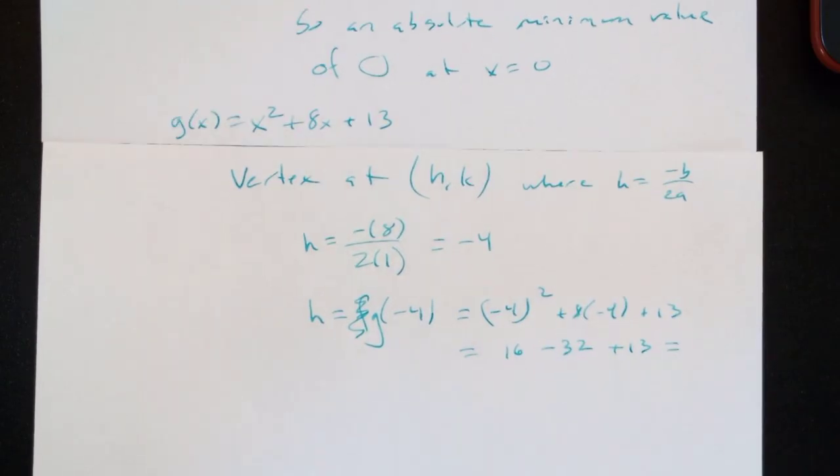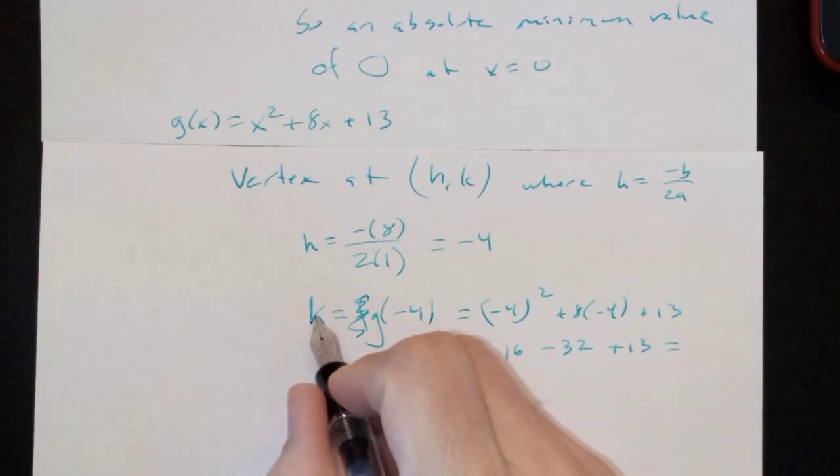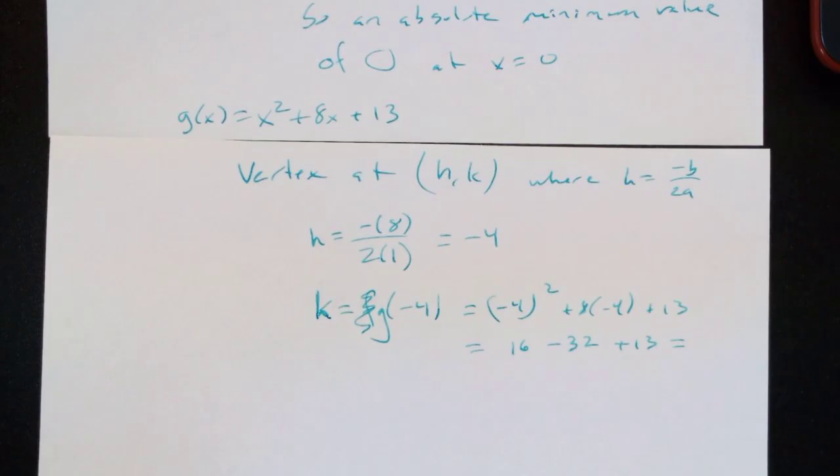The coordinates of the vertex are h and k, where h is the x coordinate, k is the y coordinate. But say g of... no, that should be a k. Thank you. That should definitely be a k. Typo, negative 1.